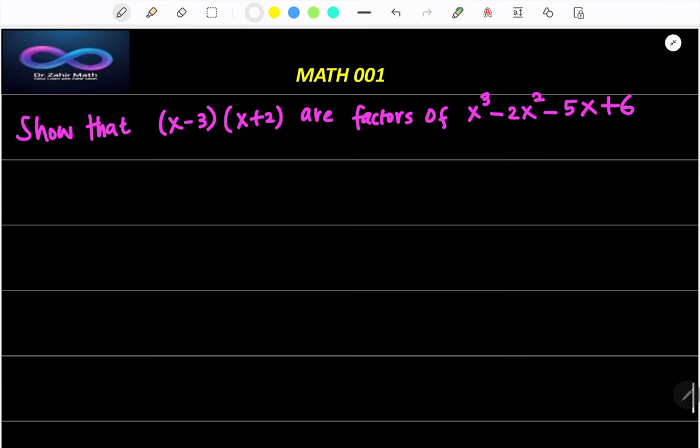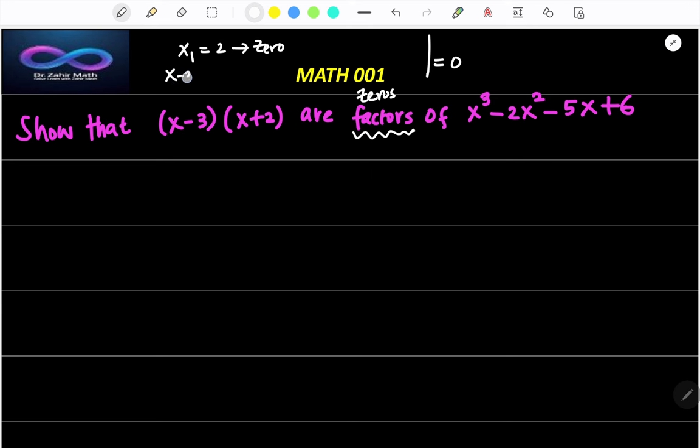Let's go to the next question. Show that x minus 3 and x plus 2 are factors. Keep in your mind, if they are factors, the last column will come as what? Zeros. Teacher, you said zeros also, last column 0. Yes. What you're getting in the calculator is called zeros.